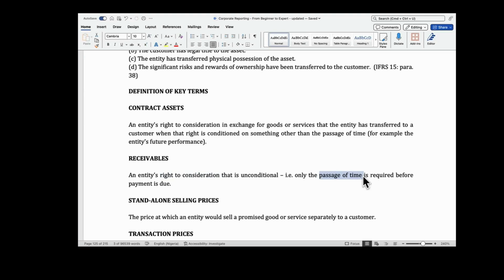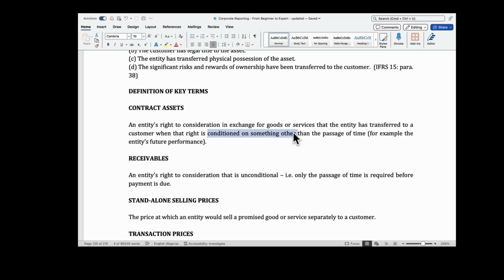That's trade receivables. However, where your right to consideration is conditioned on something other than passage of time, then that one is a contract asset. Maybe you are expected to do something that you have not done. Not that you have not transferred the goods, you have, but there is still a certain condition you need to meet. Like maybe you're supposed to fill a form, or you're supposed to send an invoice, or you're supposed to have sent an email. I mean, there's something you are supposed to do that you have not done.